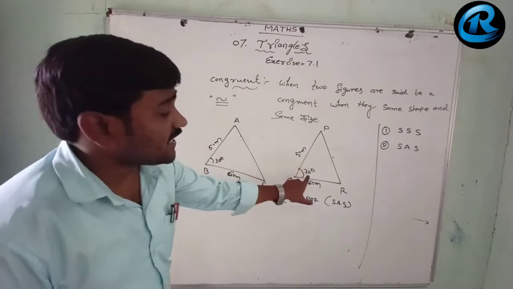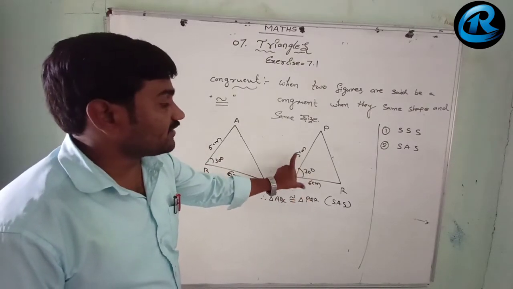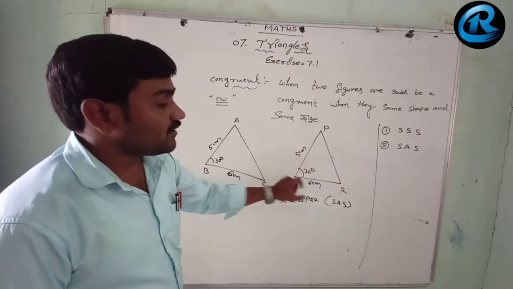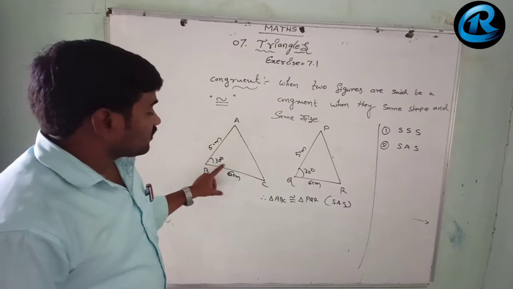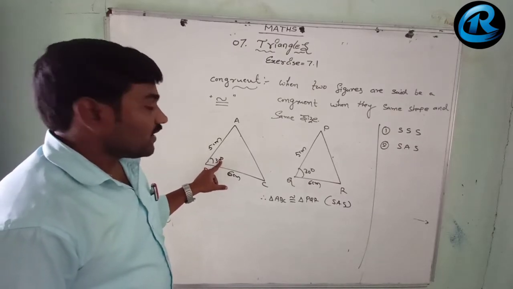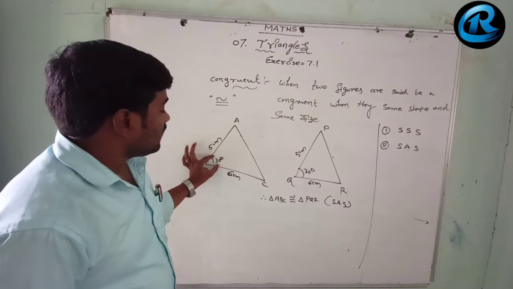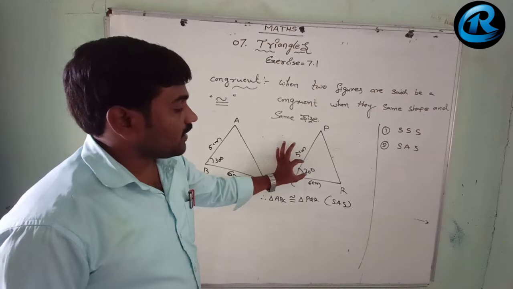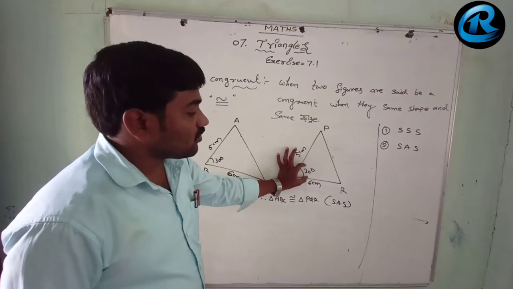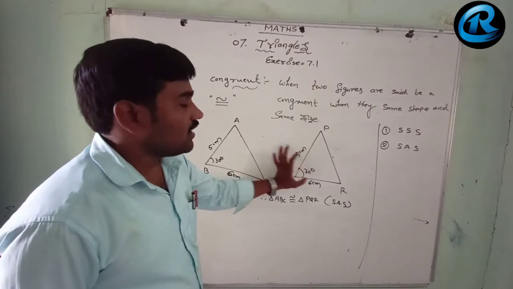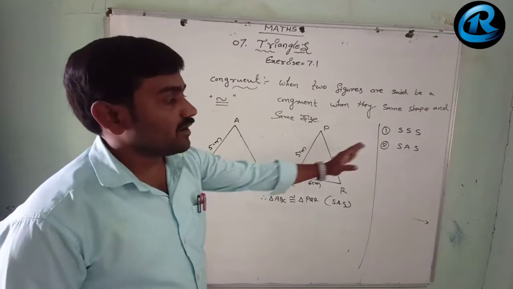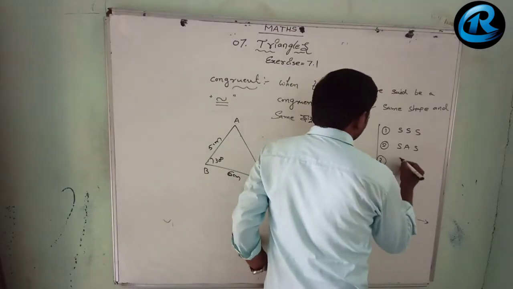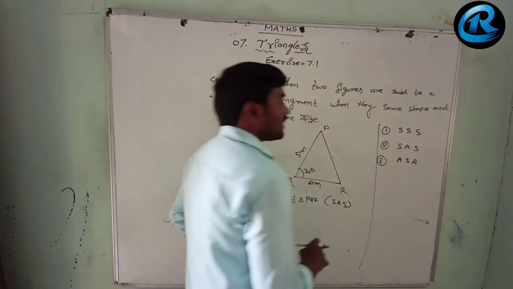This angle is known as the included angle between two sides. If two sides and the included angle of one triangle are equal to the corresponding two sides and included angle of another triangle, then the two triangles are congruent by the rule of side angle side. Then we also get one more rule, angle side angle. These are the criteria rules.